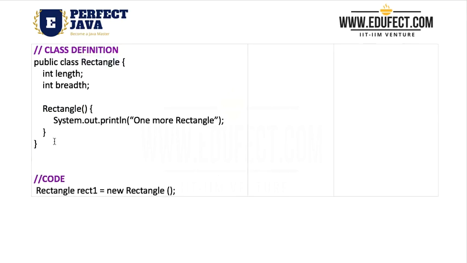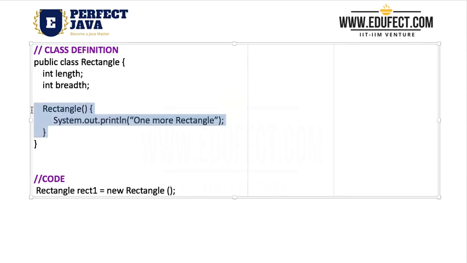Now let us put some code in the constructor. So we are saying system.out.println one more rectangle. Now when we are creating this rectangle rect1 with the new rectangle, what will happen? This will get called. This is the modified constructor which will get called, and what will get printed on the screen is one more rectangle.